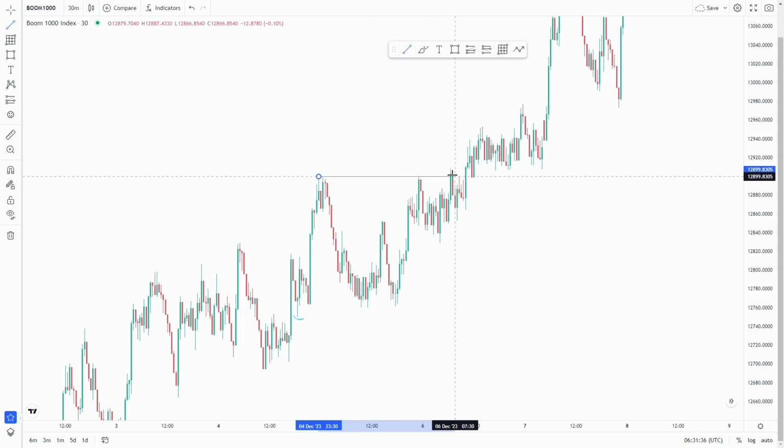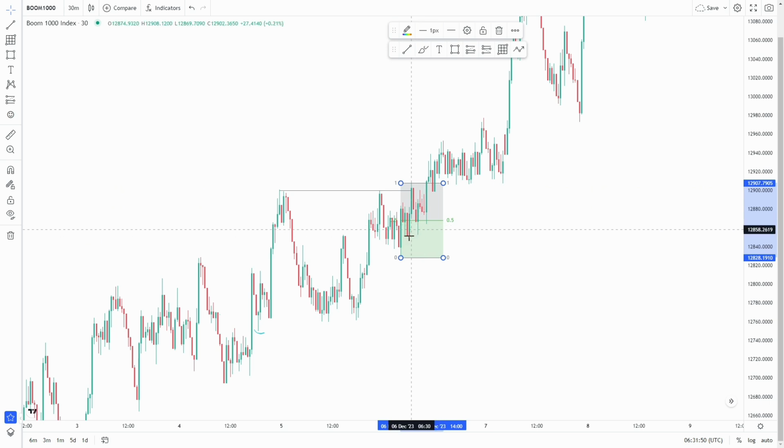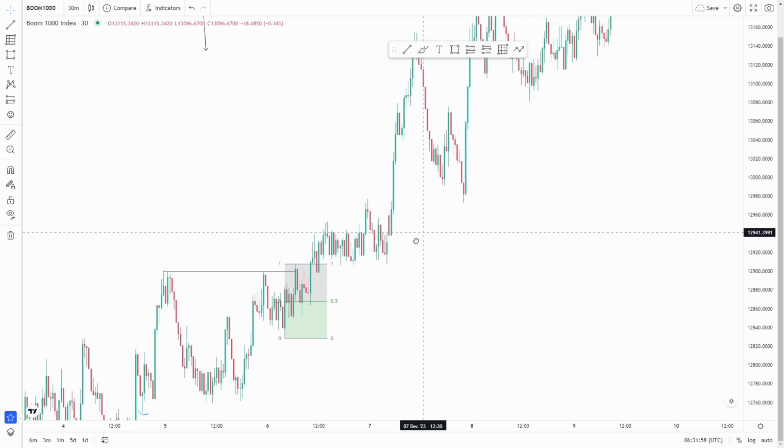Price took out this high there. Market is a little bit choppy, so I'm going to measure it from here to here because this is going to be my most valid low. Price came down, but there was no fair value gap, so no trade. So now I'm going to leave the market because there's not a big push up.